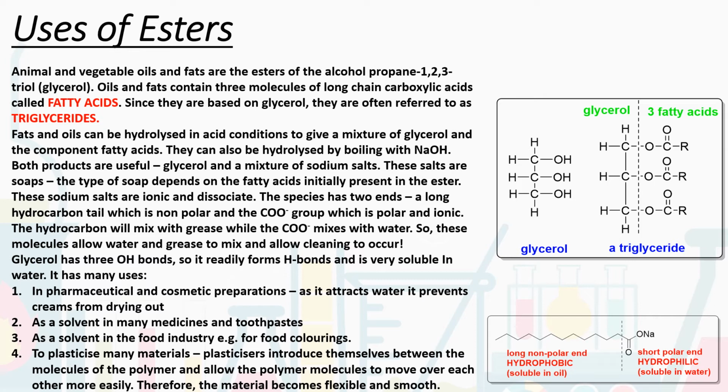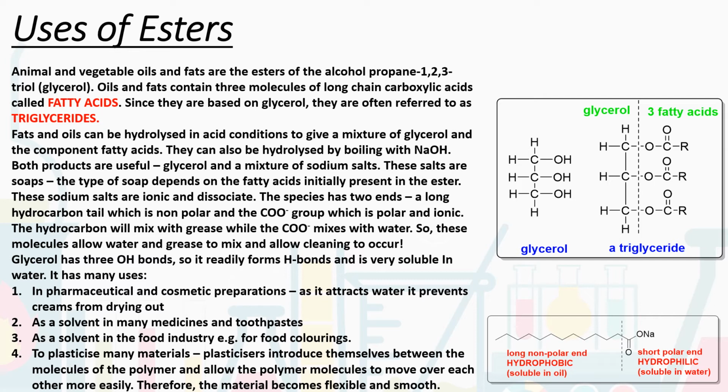Now, both products of boiling it with sodium hydroxide are actually useful, and it's also a better reaction because we have a complete reaction rather than an equilibrium reaction. And the reason why both products are useful, our glycerol and our mixture of sodium salts, is that the sodium salts are essentially soap. Now, the type of soap depends on the fatty acid that we have initially, but the sodium salts are ionic at the end. In forming it, we have our carbon double oxygen bond, our carbonyl group, and then we have our single bonded carbon oxygen. And in a carboxylic acid, that would be OH. In the salt, we've got ONa. And so I've shown this down here at the bottom.